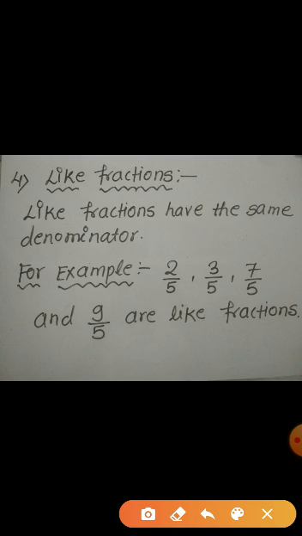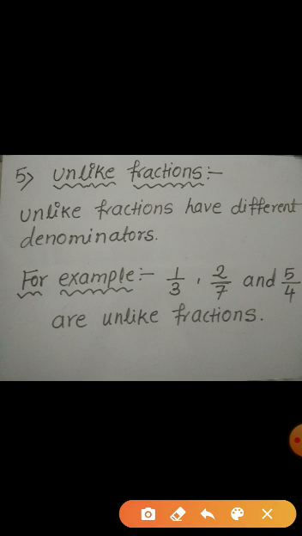Coming to the next type, that is like fractions. Like fractions have the same denominator. For example, 2 by 5, 3 by 5, 7 by 5 and 9 by 5. Here in all the fractions, the denominators are the same. So the fractions in which the denominators are the same are called like fractions. Like means same.